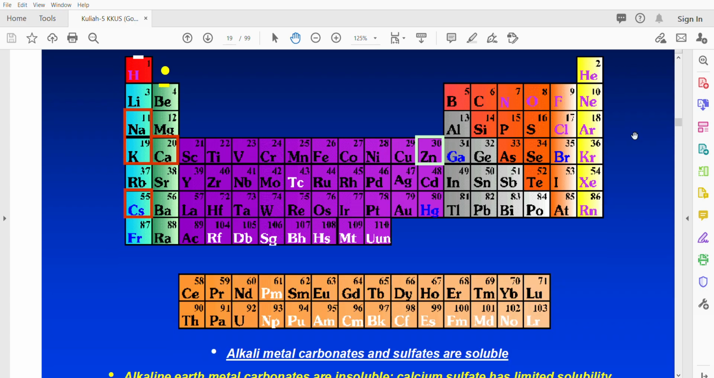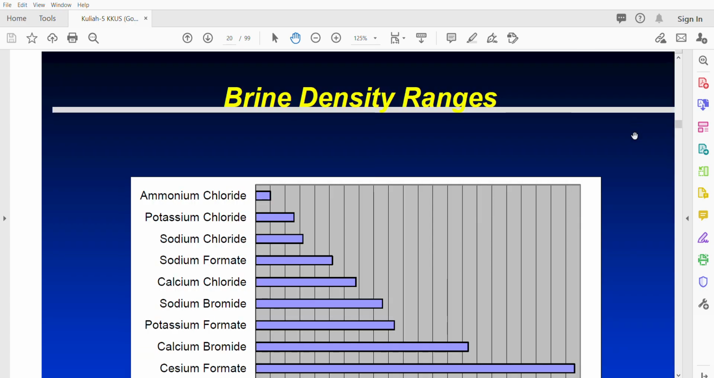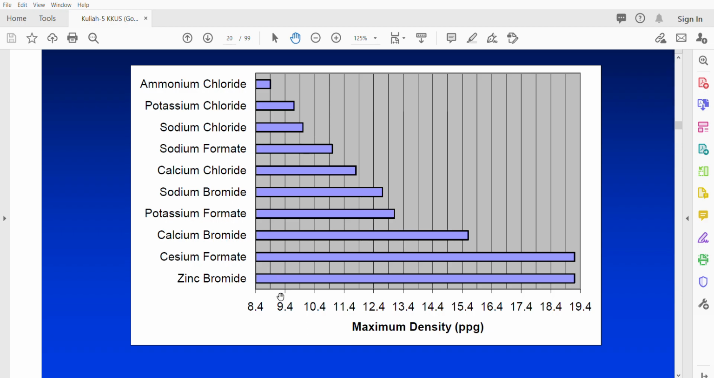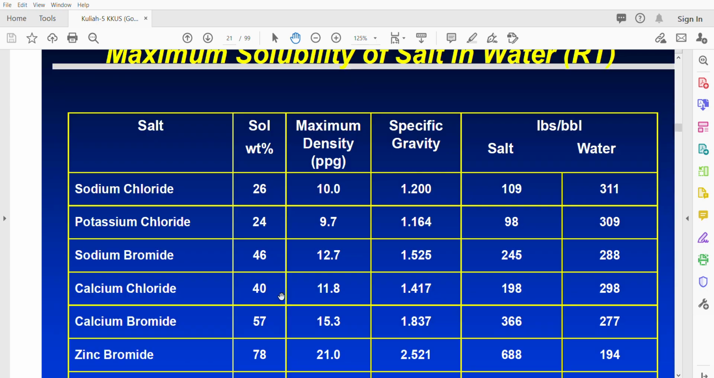And so this is the type of brine density from the lowest one, ammonium chloride, to the heaviest one, zinc bromide. And this is the maximum solubility of salt in water. Basically, the completion fluid is the type of fluid that is compatible with the hole that you have there.